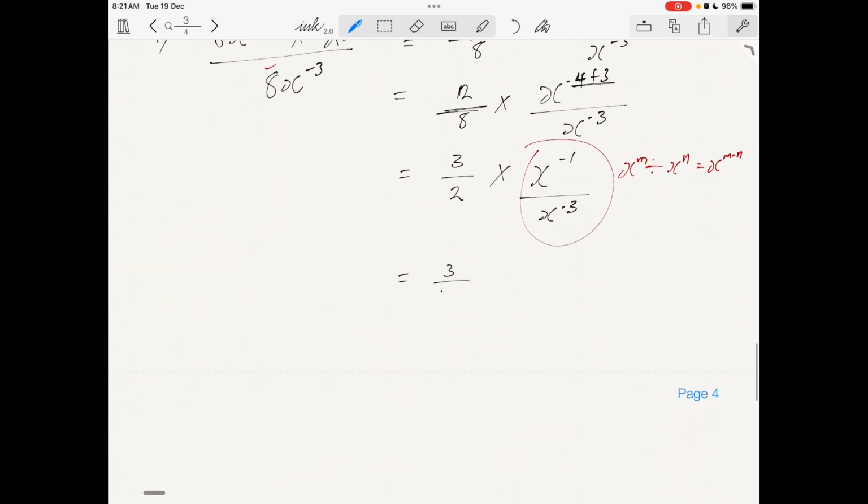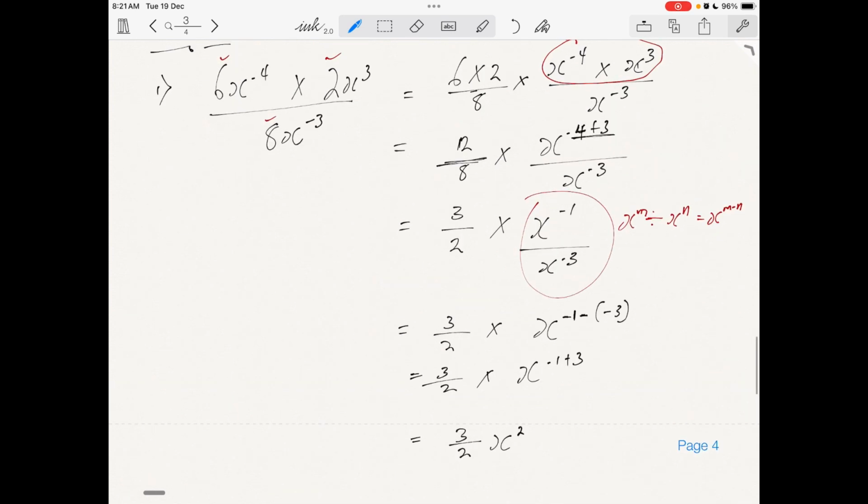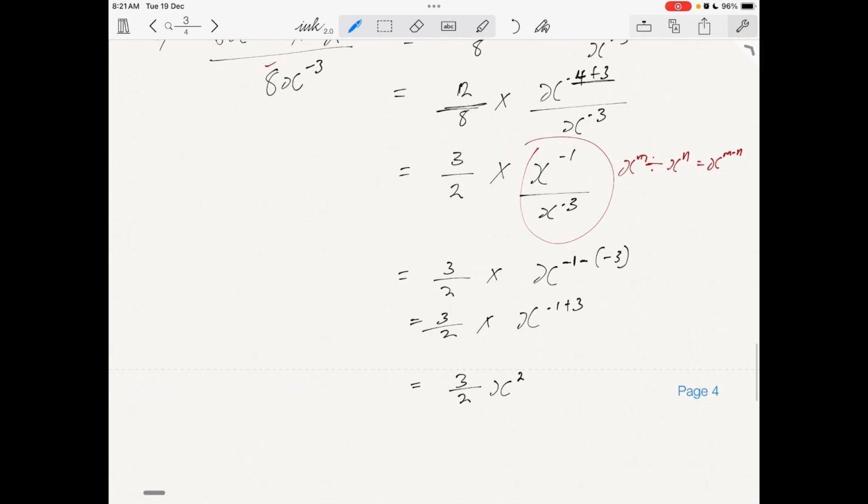So with respect to that, this will give us 3 over 2 multiplied by x raised to the power minus 1 minus minus 3. So this is 3 over 2 multiplied by x raised to the power minus 1 plus 3. And this will give us 3 over 2 x raised to the power 2. So this is the final answer.